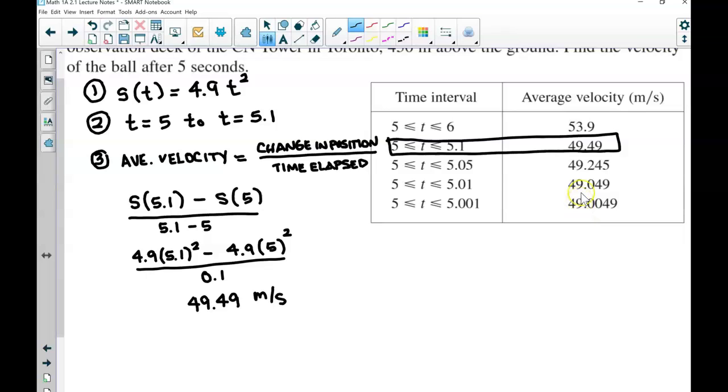So what we can say is that according to our table, the velocity at t equals 5 would be the following. We could say that the velocity is going to equal 49 meters per second.